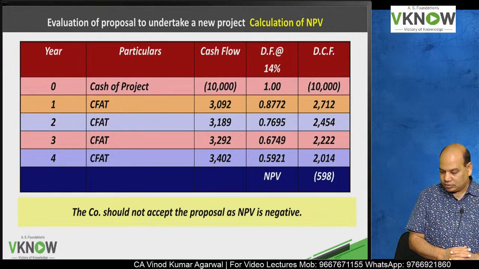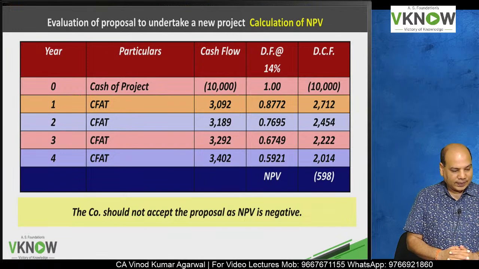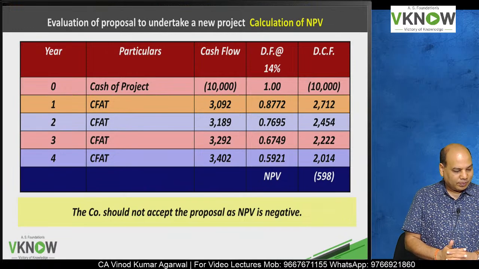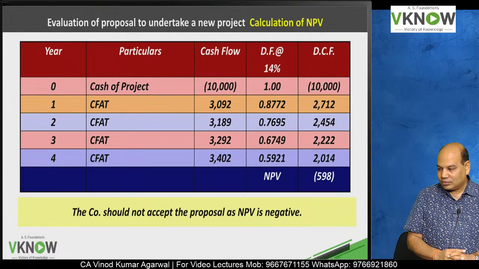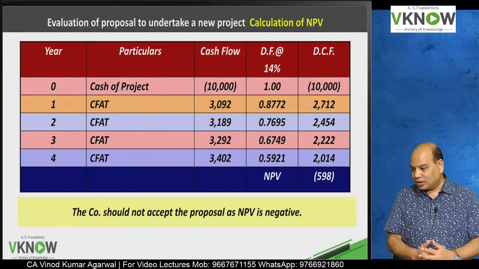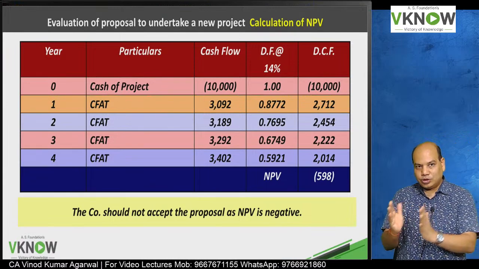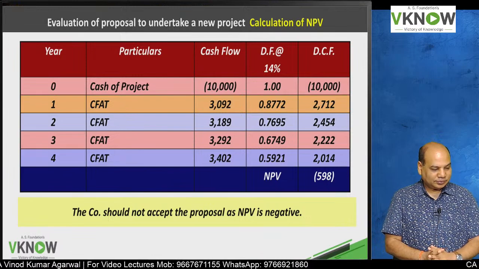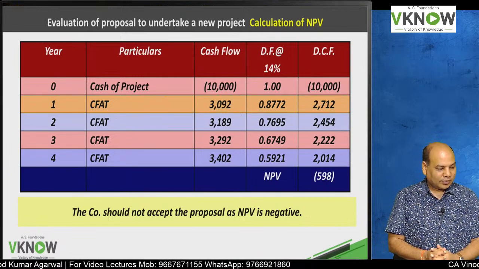Very good. Now you compute NPV. The discounting factor is 14%. Take the 14% factor. After that, multiply cash flow into PV factor and solve.